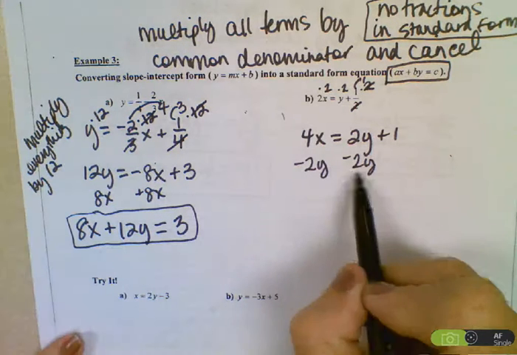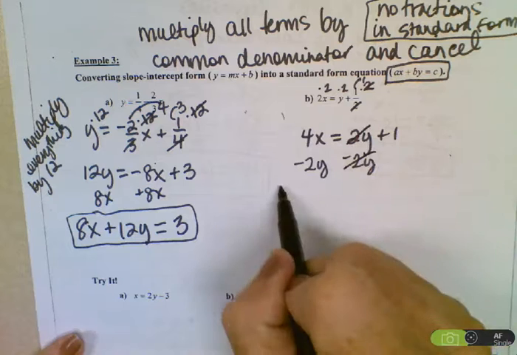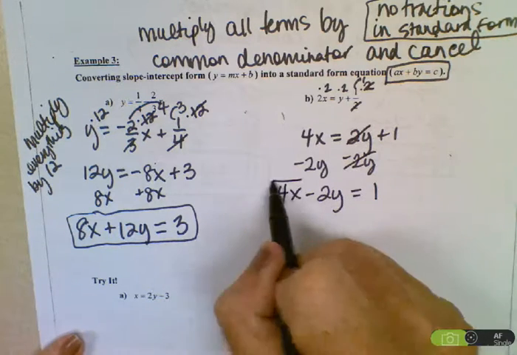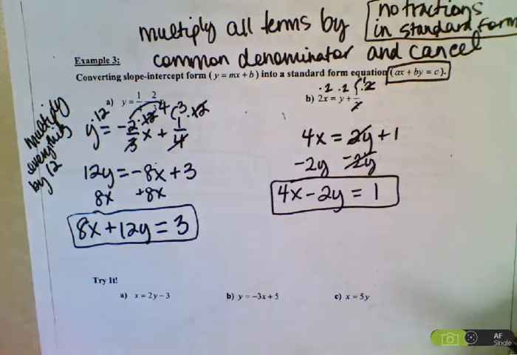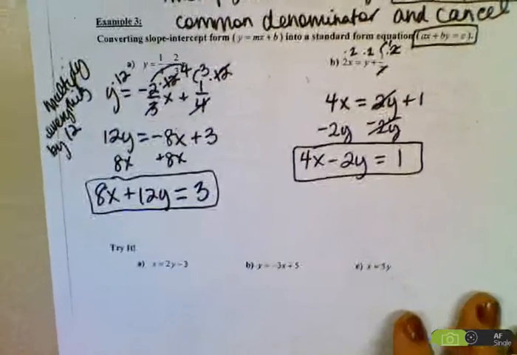And the way I do that is by doing the opposite. So they're going to cancel out here. And I'm going to have 4x minus 2y equals 1. And I'm done. Easy. Okay, I want you to try the 3 at the bottom and then come back and check your work, please.